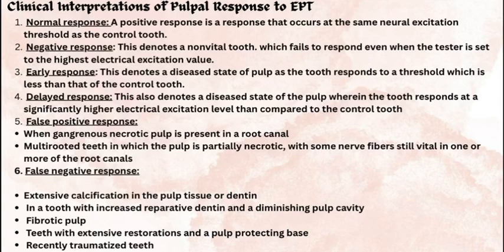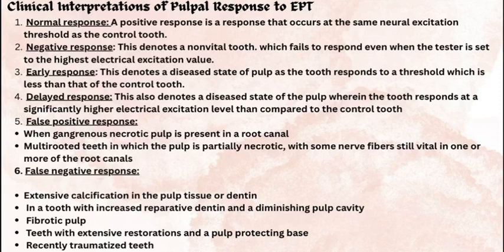Normal response. A positive response is a response that occurs at the time of neural excitation threshold as a control tooth. Negative response. This denotes a non-vital tooth which fails to respond even when the tester is set to the highest electrical excitation value. Early response. This denotes a diseased state of pulp as the tooth responds to a threshold which is less than that of the control tooth. Delayed response. This also denotes a diseased state of the pulp wherein the tooth responds at a significantly higher electrical excitation level than compared to the control tooth.